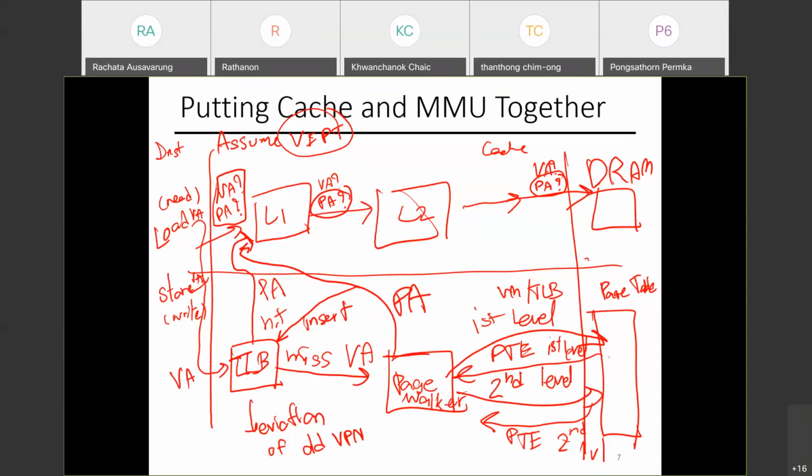Basically, to get your data in DRAM, you look up the cache. Because we use VIPT for the cache, it means that we need both the virtual address and the physical address to check whether my data is in L1 or not. To get your physical address, I mean virtual address, obvious, right?